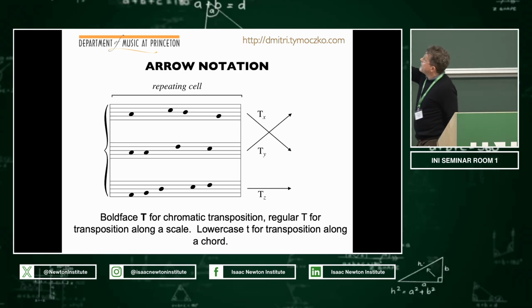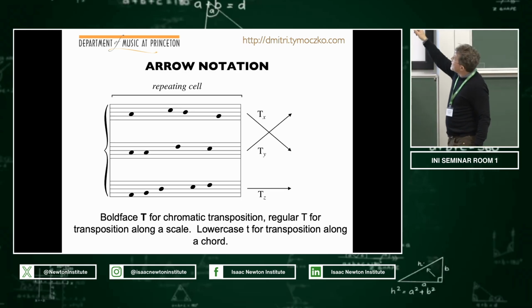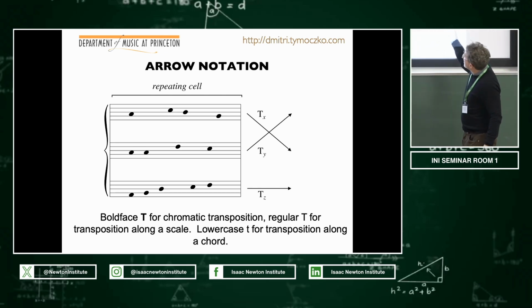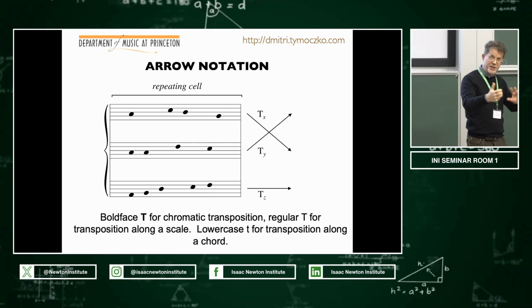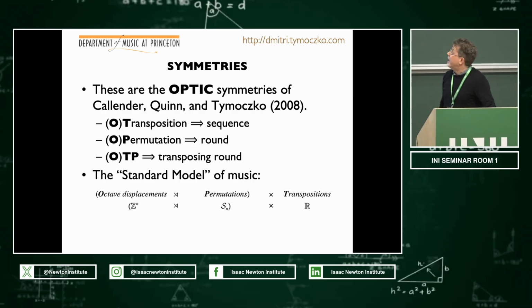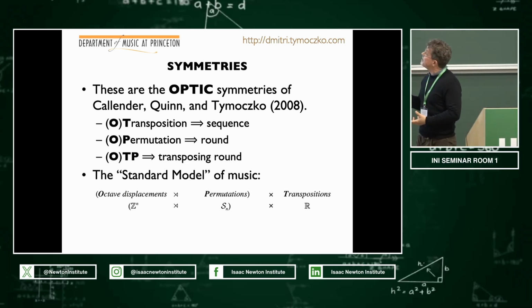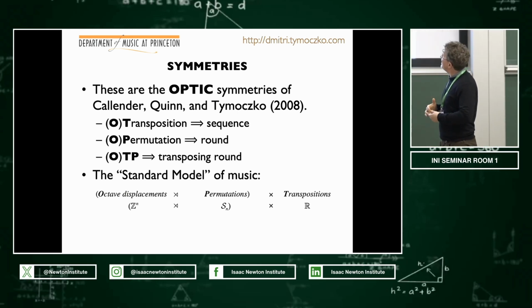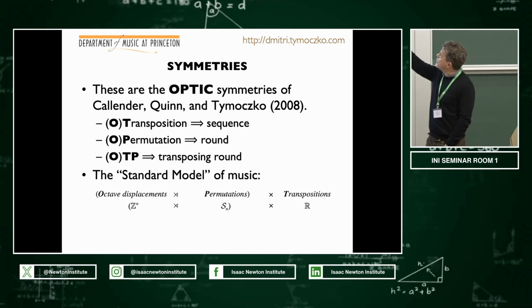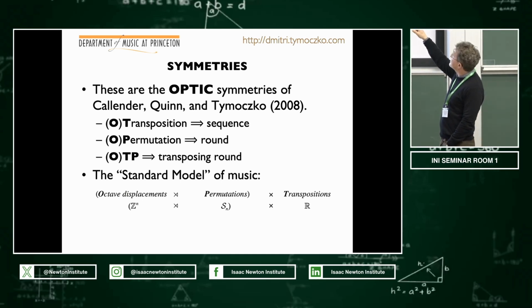So we can represent this with arrow notation here. We have some repeating musical cell. The arrows show where the notes go, and those T labels are transformations, translations applied to the music. These operations are well-known symmetries. In my paper with Cliff Callender and Ian Quinn, we call these the optic symmetries.